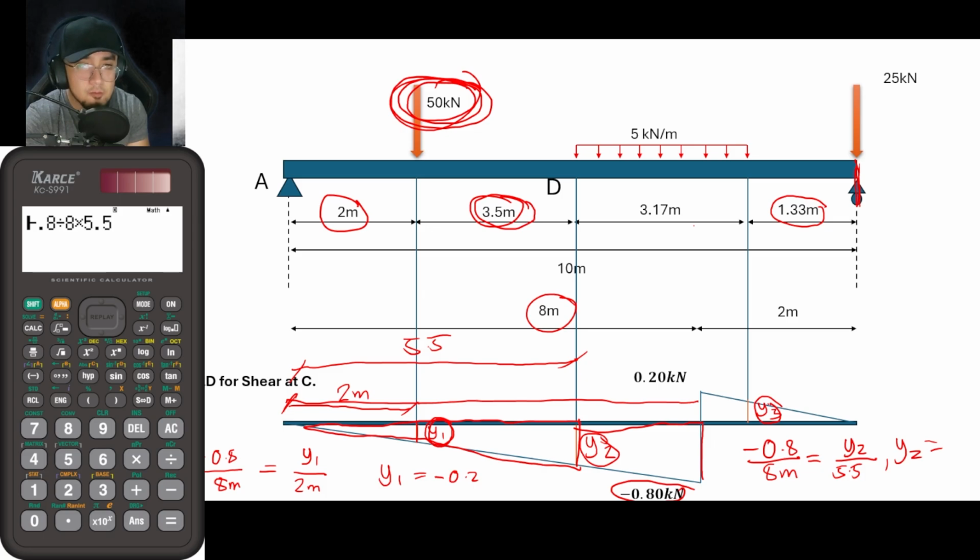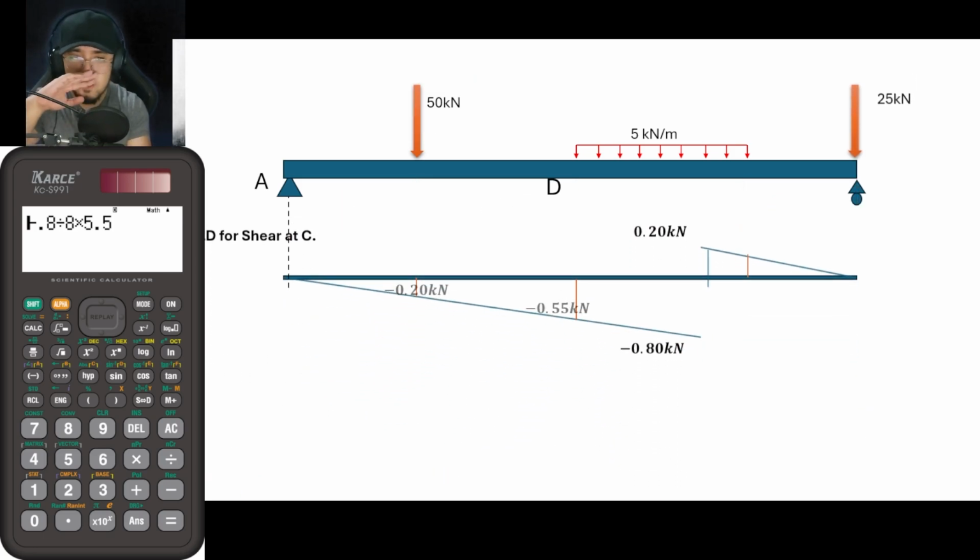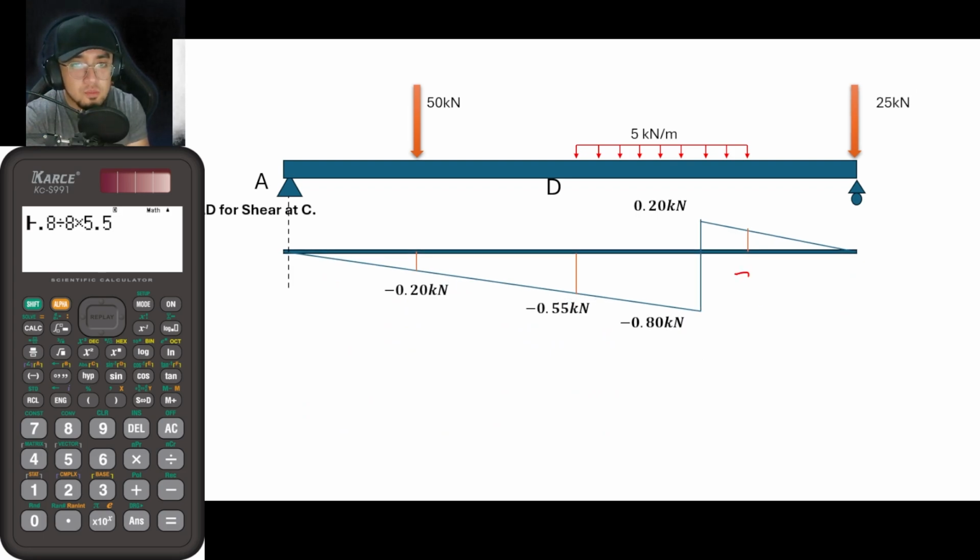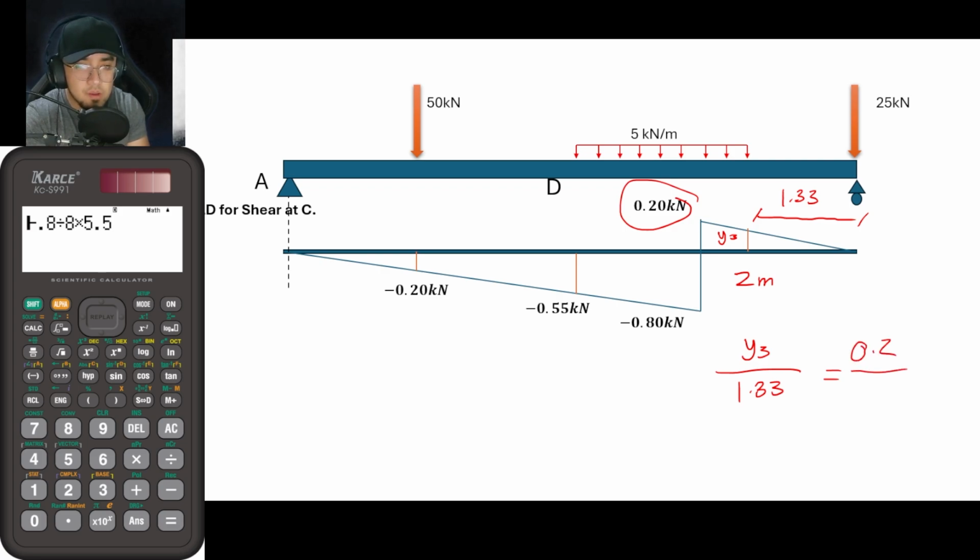And then for this triangle, this is now equal to 0.2 kilonewtons by 2 meters. Okay, so proceeding to the next slide here. Again, this is 2 meters. And this here is 1.33. So solving for y3, y3 divided by 1.33 via ratio and proportion is equal to positive 0.2 divided by 2. So from that, y3, if I'm not mistaken, should be 0.133.